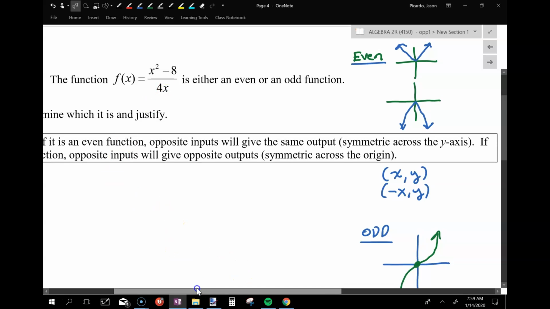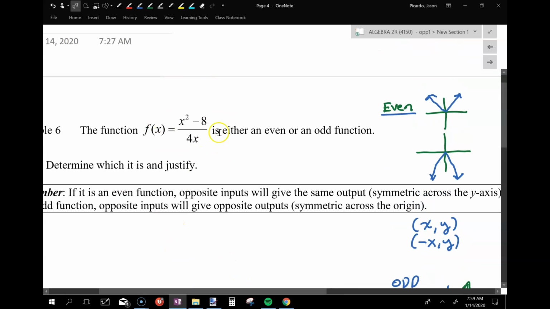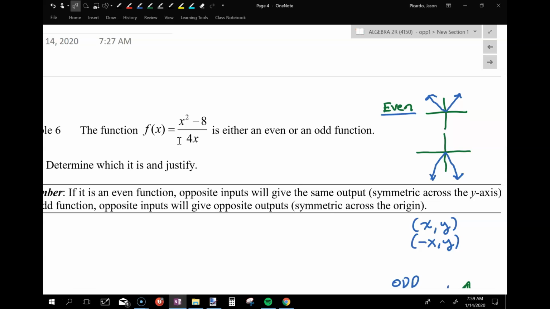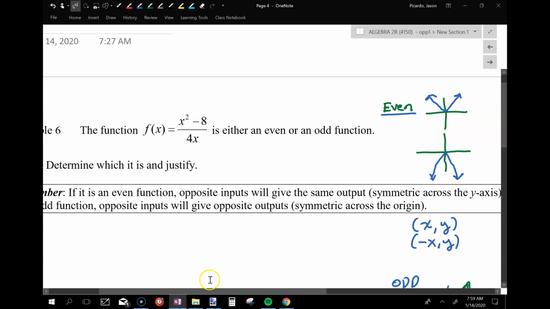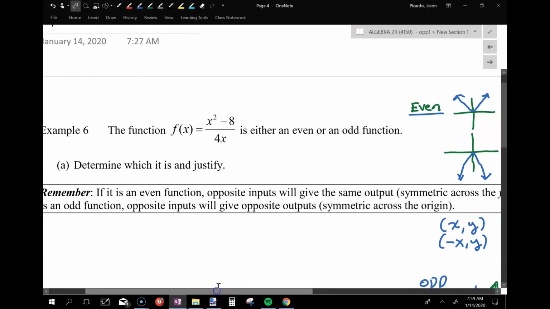So here's what I want to figure out. Is this function even or odd? Or I guess it could be what? Neither, right? Not every function is even or odd, so it could be neither. Give me some ways that I could do this. Well, could I test a point? Seems reasonable, right? I could plug in 1 and see what I get, and then plug in negative 1 and see what I get. All right, let's do that.